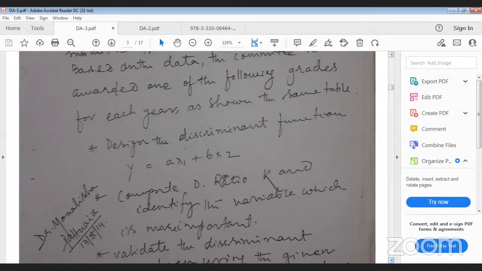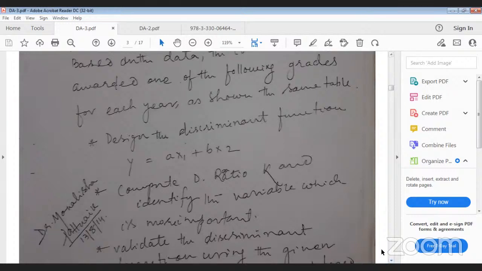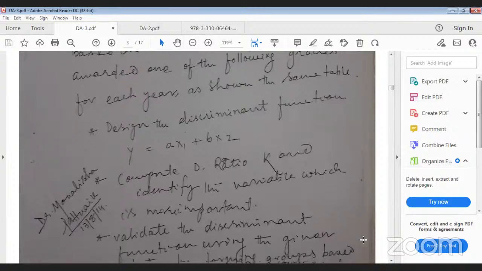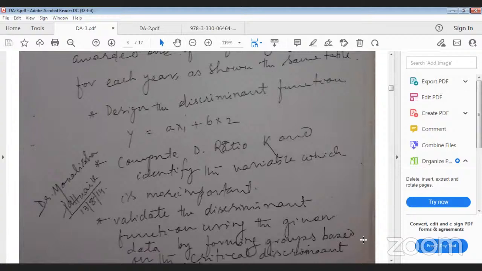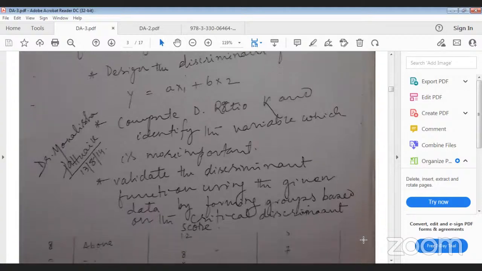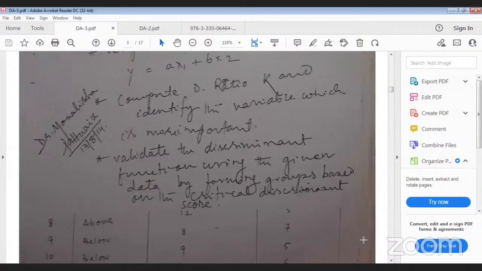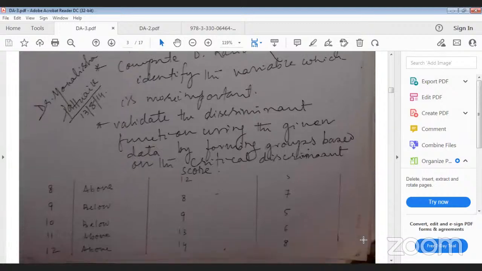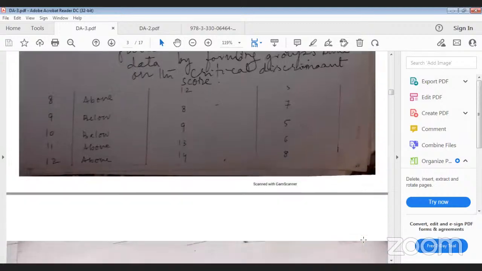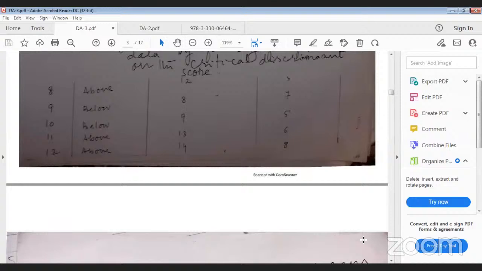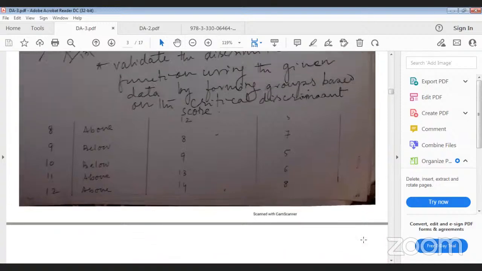So compute the discriminant ratio. What is the objective? Already I told you, you have to compute the discriminant ratio. That is the most important one, to find which variable is most important. Then validate the discriminant function using the given data by forming the groups based on the critical discriminant score. So this is your database.